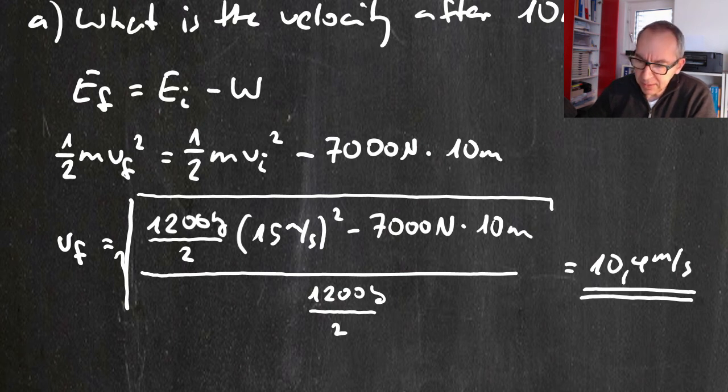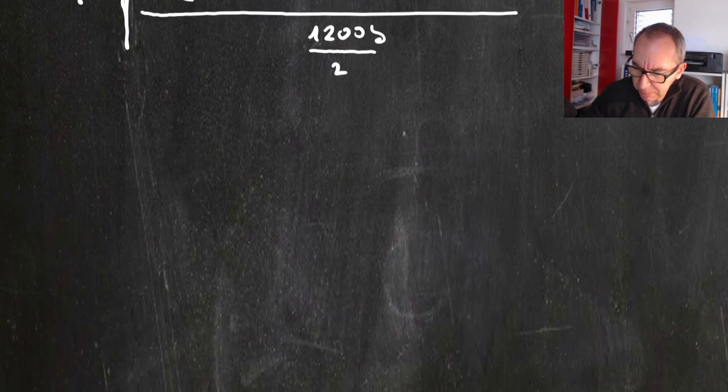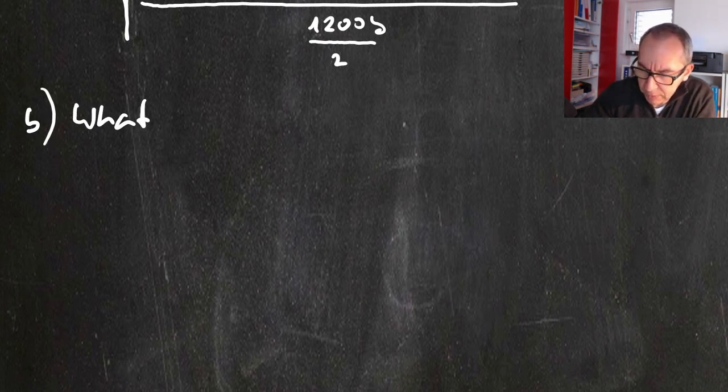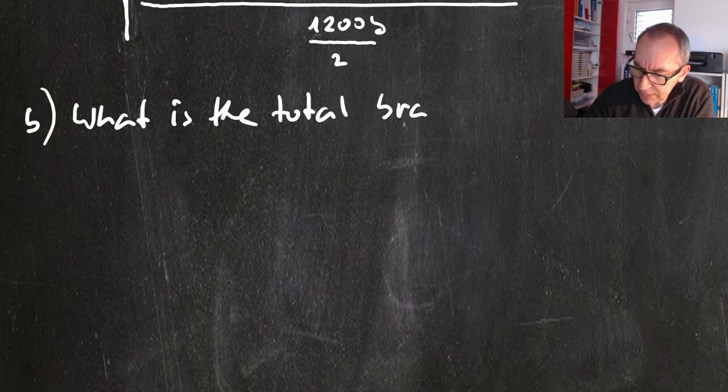This example, it's not much easier than Newton's law, but it's just more general and more simple to use. So let's have a look at a second question where things might be even easier. How far will the car in total go until it comes to a full stop? So part B. What is the total braking distance?